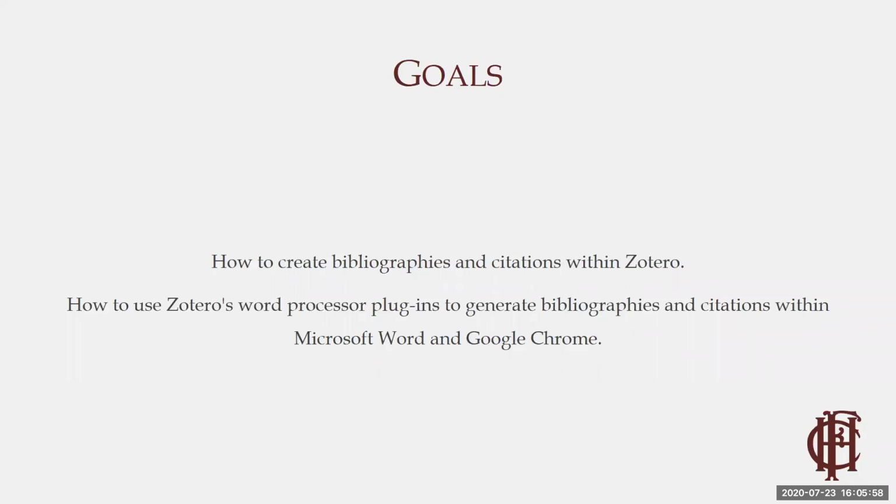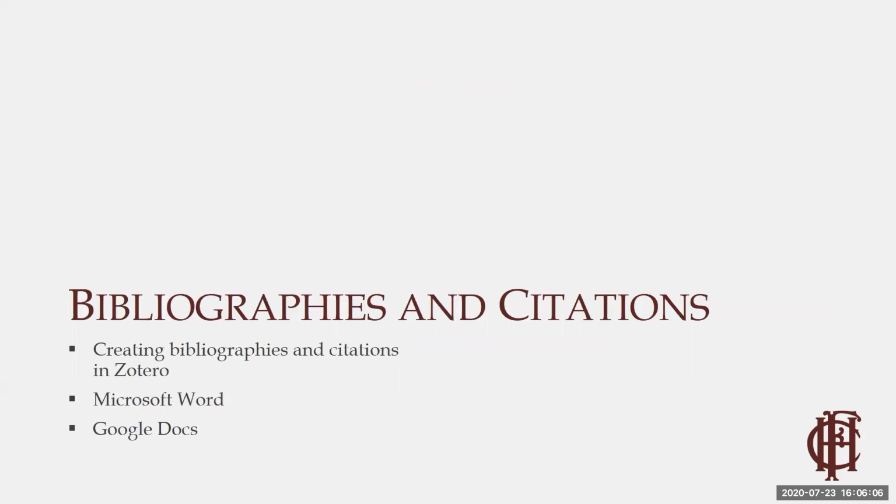This session is very simple, but it's really the neatest part of Zotero, and it's really the most fun if you are someone who has to write a lot. So as I mentioned, you can generate bibliographies and citations within Zotero or via one of those word processing plugins that are automatically installed when you first install Zotero. We're first going to look at how to generate bibliographies and citations within Zotero itself, and then we're going to cover how to do so within Microsoft Word and within Google Docs.